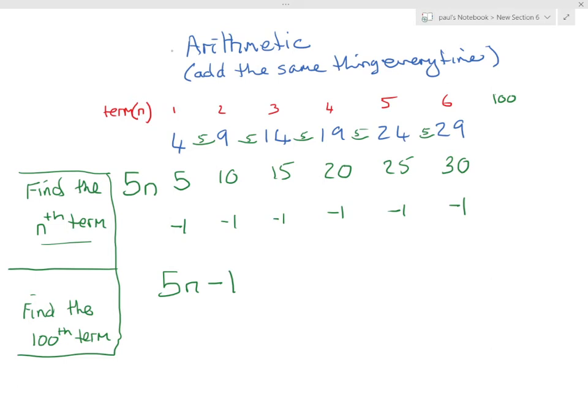So let's just prove it for, say, the 5th term. So we do 5 times 5 minus 1. 5 5s are 25, minus 1 is 24. That's the number in our sequence. So for the 100th term, we're going to do 5 times 100 minus 1. So that will be 500 minus 1, which will be 499. So you can find the value of the number in the sequence for any term you like, once you've worked out this expression for the nth term.